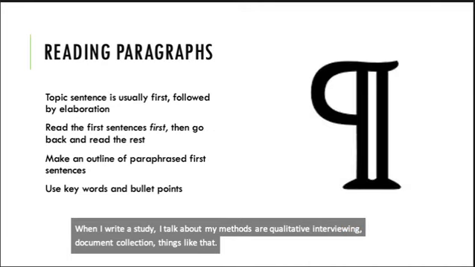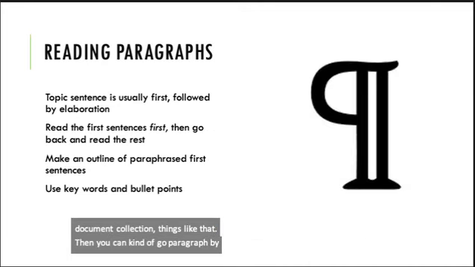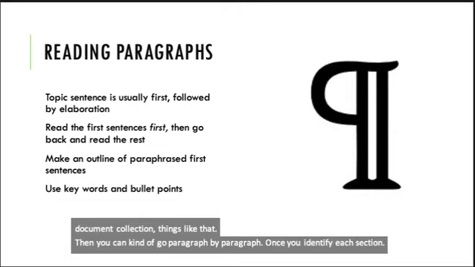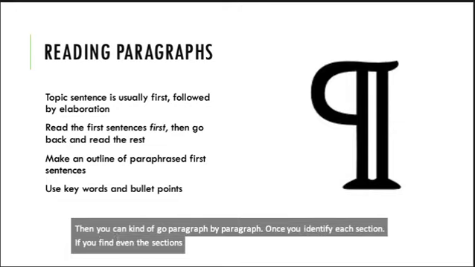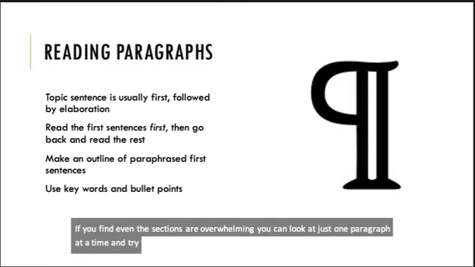Then you can go paragraph by paragraph. Once you've identified each section, if you find even the sections are overwhelming, you can look at just one paragraph at a time and try to figure out what that paragraph is trying to say.